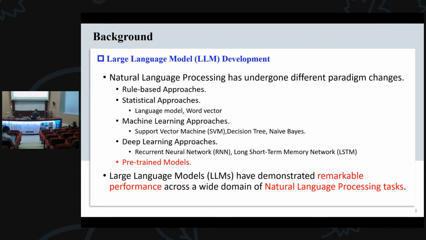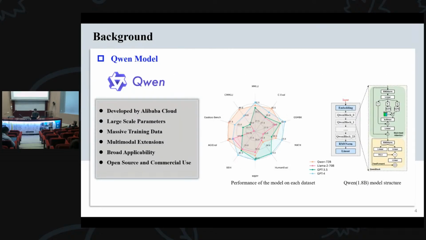Nowadays, large language models have developed very fast, and natural language processing has undergone a paradigm change, from rule-based and statistical approaches to machine learning and deep learning approaches. Nowadays, pre-trained large language models demonstrate remarkable performance across a wide domain of natural language tasks. In this work, we use the Qwen model to optimize. This model is developed by Alibaba Cloud, and it has multimodal extensions and broad applications, and it also performs very well on different datasets compared to SOTA models.